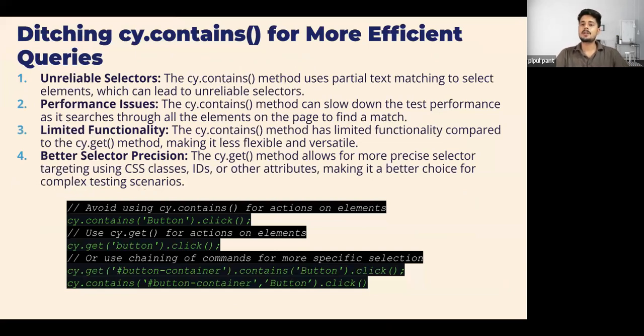So, ditching cy.contains for more efficient queries. While getting started with Cypress, I was always confused about how to use cy.contains and cy.get, and what's the difference, because the actions performed by cy.get and cy.contains are always similar, right? Whatever we want, they will get that particular selector, they'll get that element, and we can do whatever actions we want, maybe in terms of type, maybe in terms of click. But what is the difference between cy.contains and cy.get?